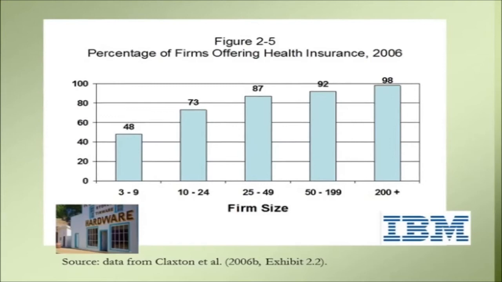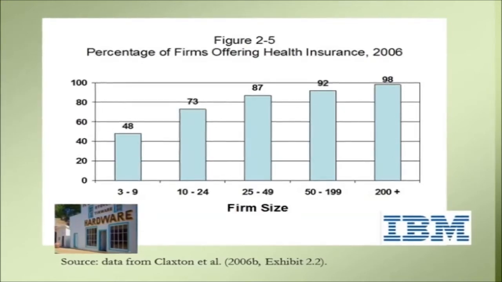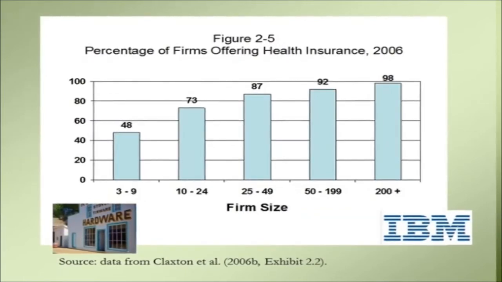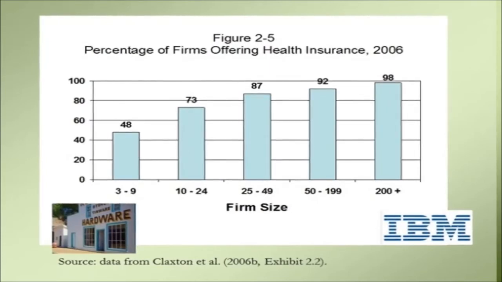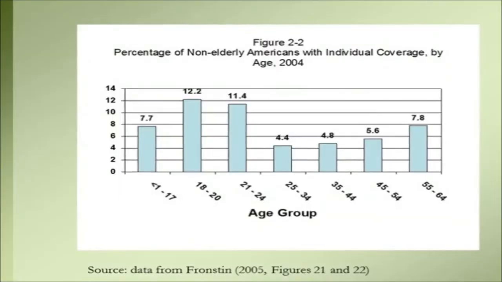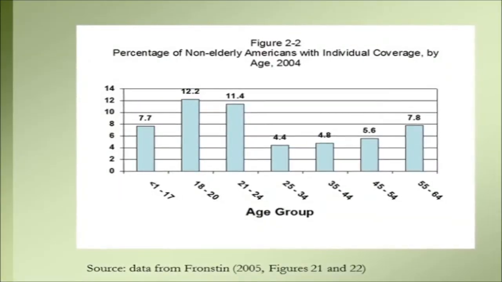And there's some rules as far as the Affordable Care Act, where there's certain cutoffs at 50, and then even smaller, as far as support that the government will give to small business owners so they can help get their employees health insurance. The next chart here is a percentage of non-elderly Americans with individual coverage.